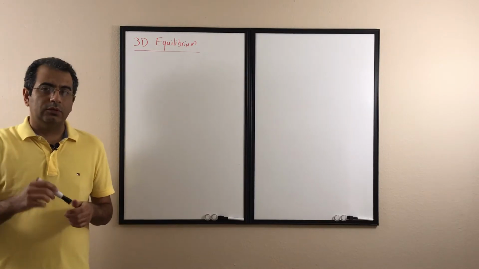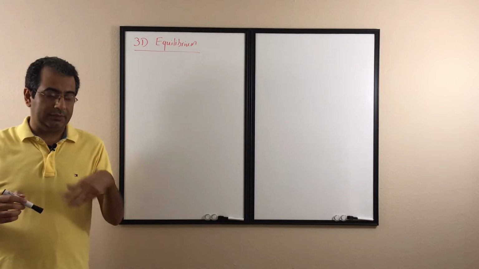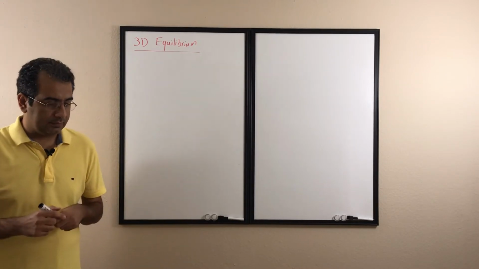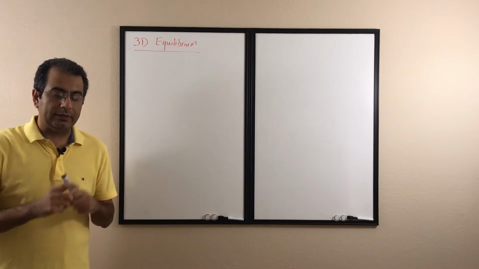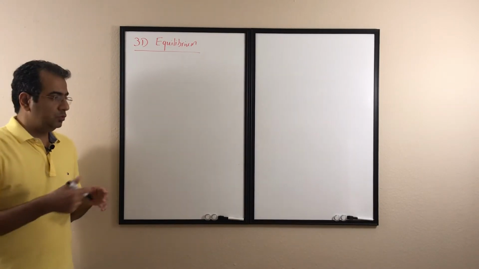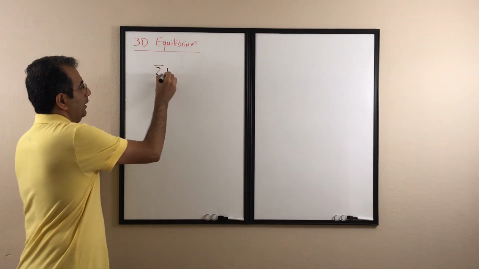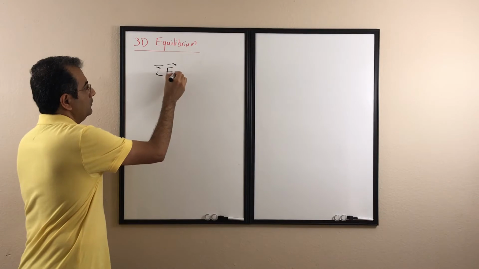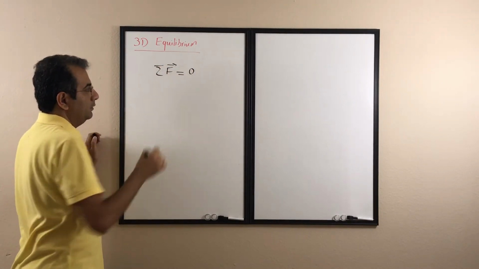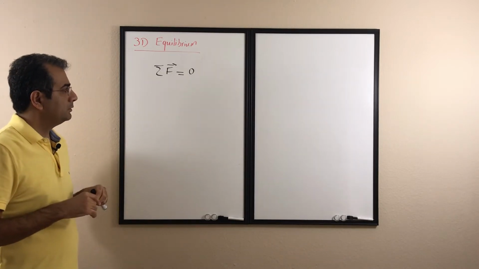Now I'm going to start to talk about the 3D equilibrium. If we have an object in 3D space, how are we going to find out if the forces are in balance and make sure that if the object is at rest, it's going to stay at rest? It's very similar to 2D. We just need to make sure that if we add all the forces in the vector format, they become zero. So in other words, all the forces in 3D cancel each other.